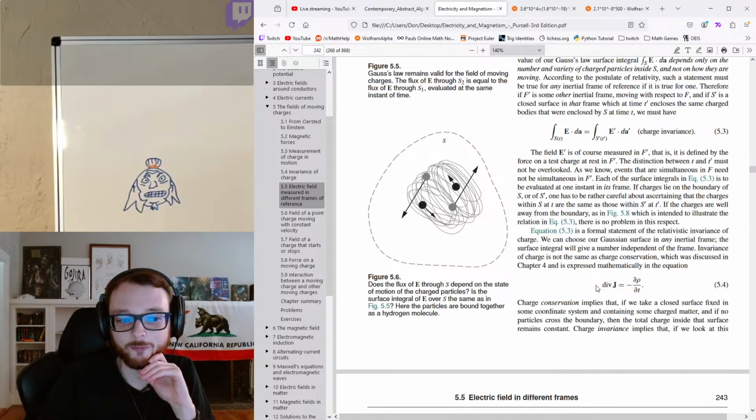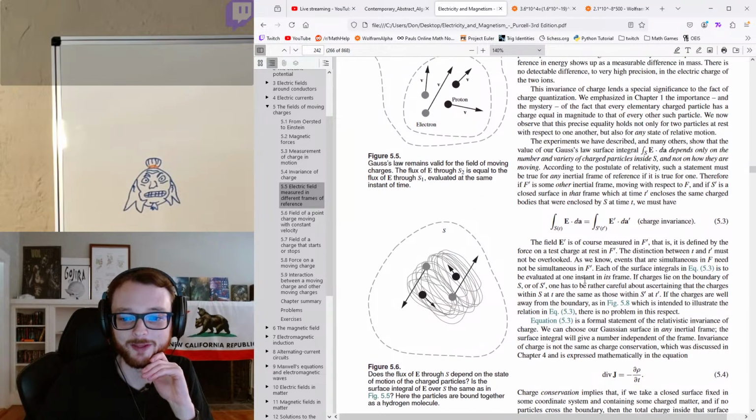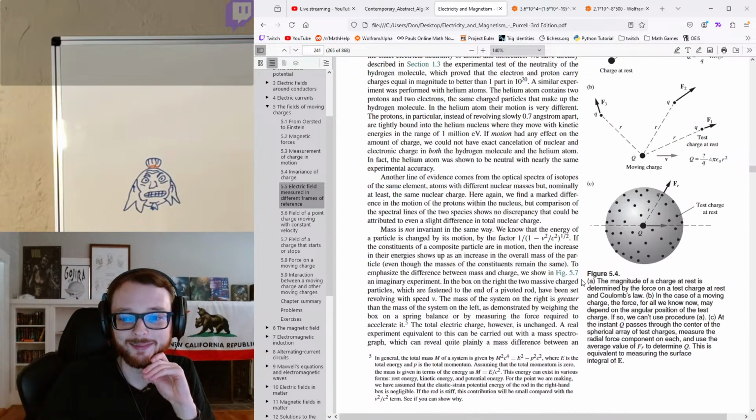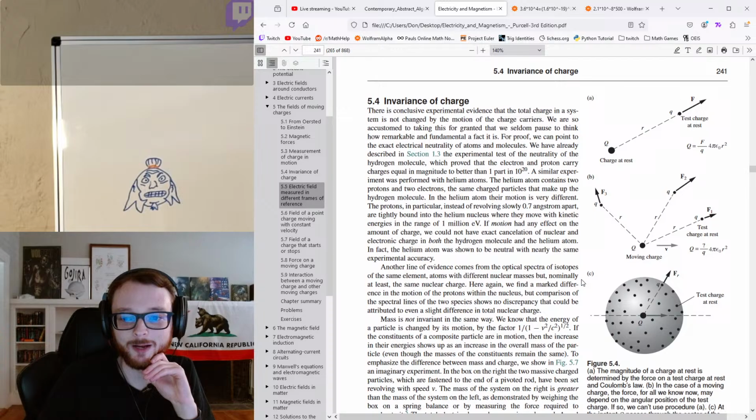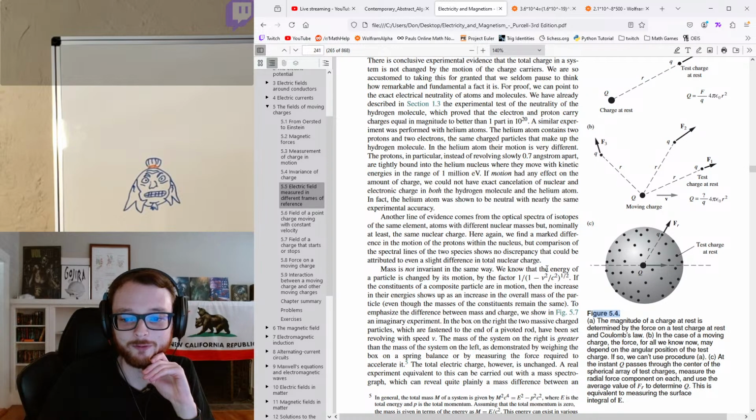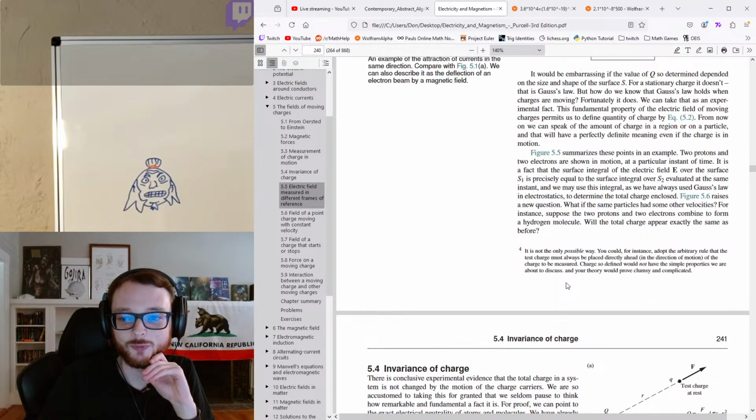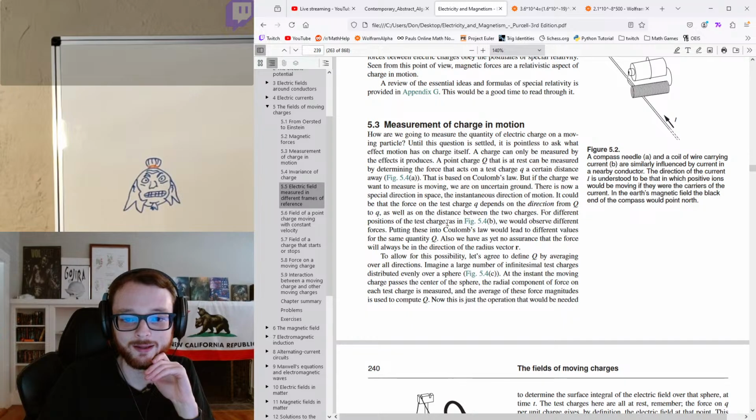There's been a couple times in this book where they have so many figures that the reference to a figure is a couple of pages ahead. Like figure 5.4, their actual reference to it is way up here, like 2 pages earlier.